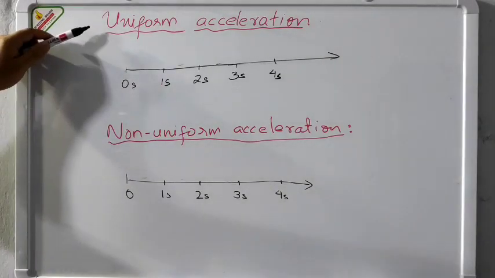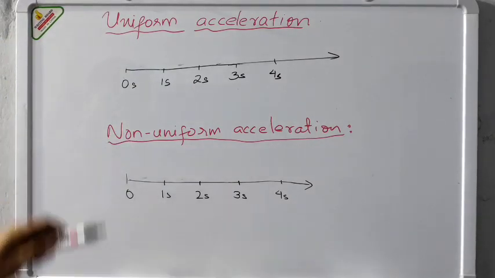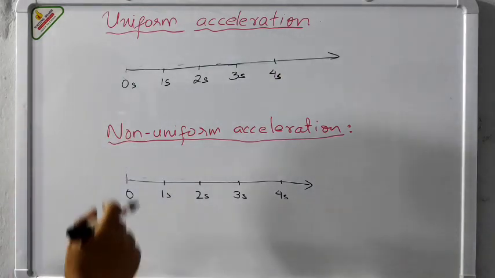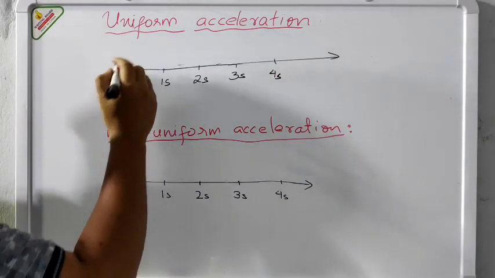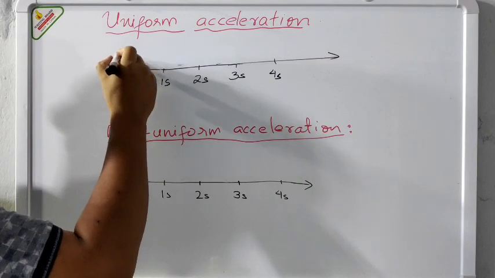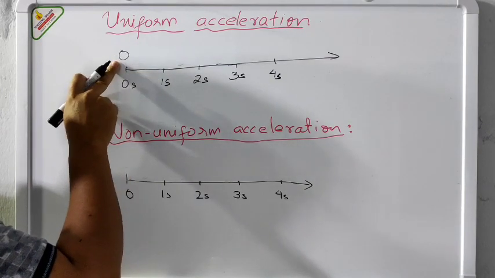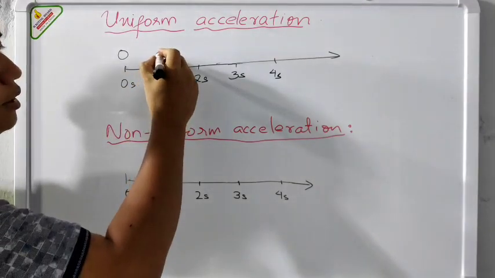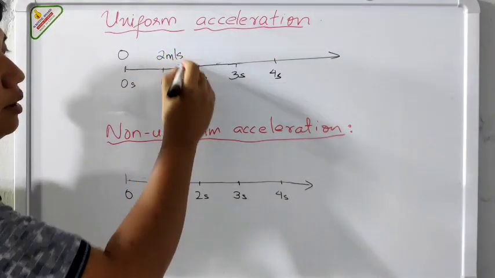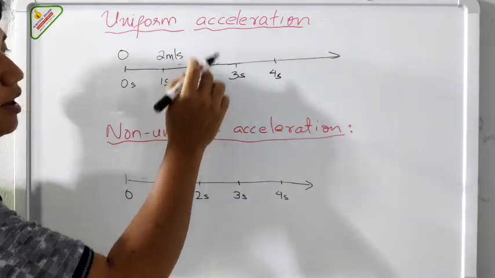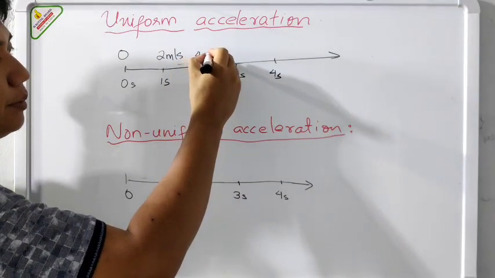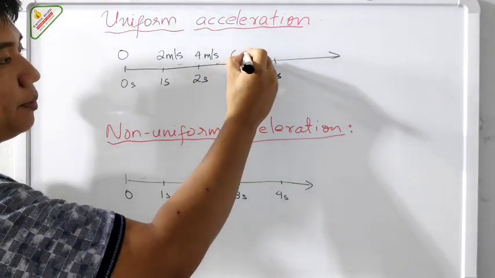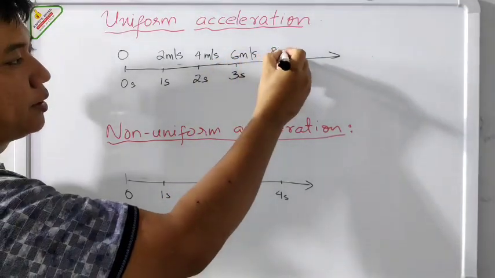Acceleration can either be uniform or non-uniform. Let's consider the motions of two bodies. For the first case, it starts at rest, and at the first second let it be 2 meters per second. At the second second let it be 4 meters per second. At the third second let it be 6 meters per second. At the fourth second, 8 meters per second.